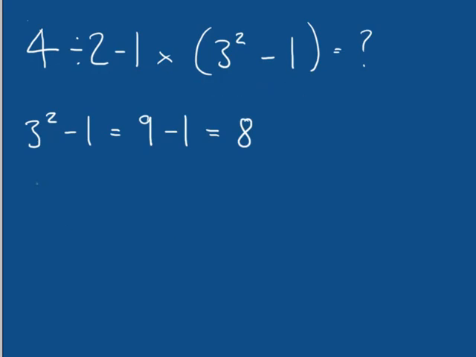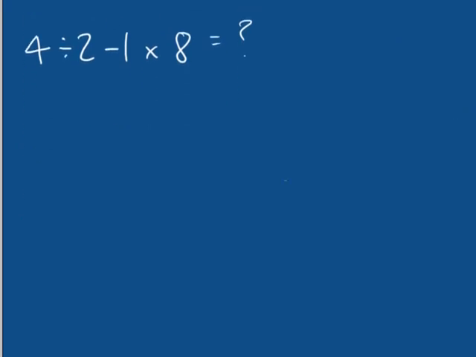So we can replace that now. So we have 4 divided by 2 minus 1 times 8. And what does that equal? Let's scroll down a bit. There we go. So again, we need to use our mnemonic, PEMDAS. Parentheses? Well, we don't have parentheses. Exponents? Well, we don't have any square roots, we don't have any powers, so we don't have any exponents.